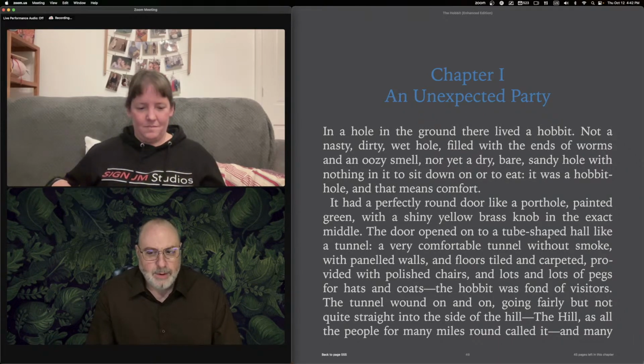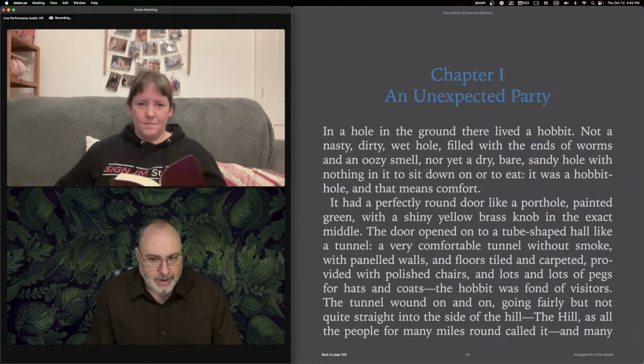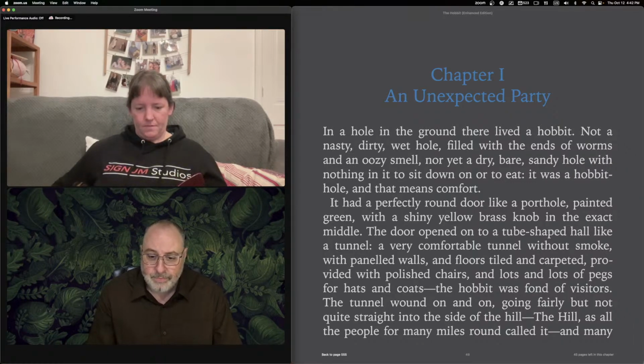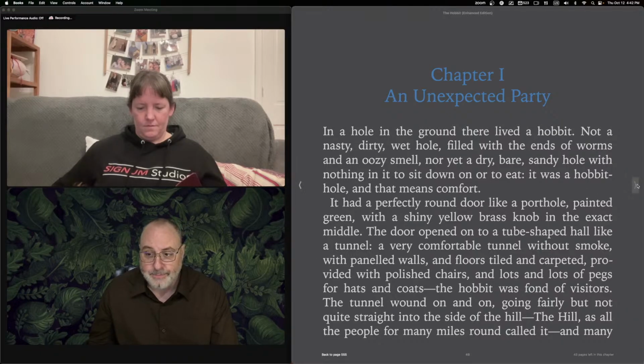It had a perfectly round door like a porthole, painted green, with a shiny yellow brass knob in the exact middle. The door opened onto a tube-shaped hall like a tunnel, a very comfortable tunnel without smoke, with paneled walls and floors tiled and carpeted, provided with polished chairs and lots of pegs for hats and coats. The hobbit was fond of visitors. The tunnel wound on, going fairly but not quite straight into the side of the hill, as the people for many miles around called it.